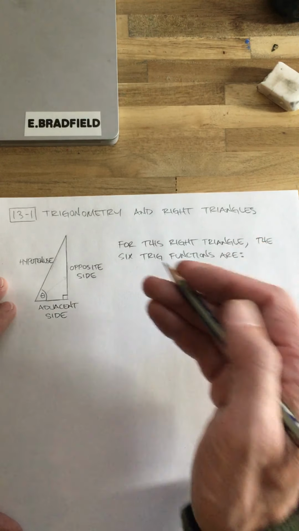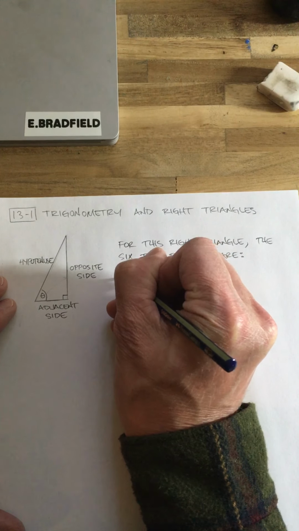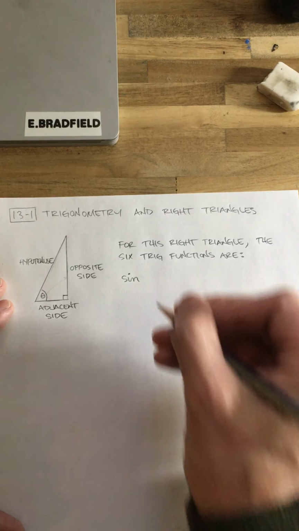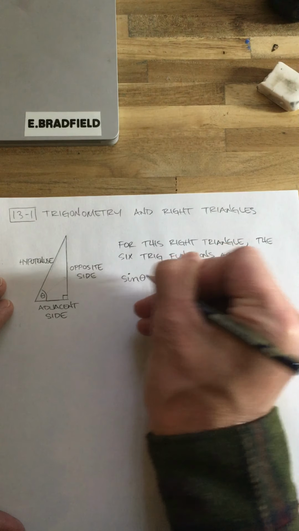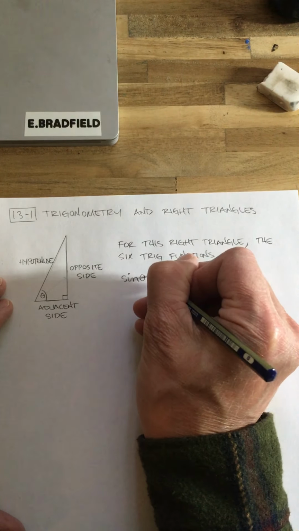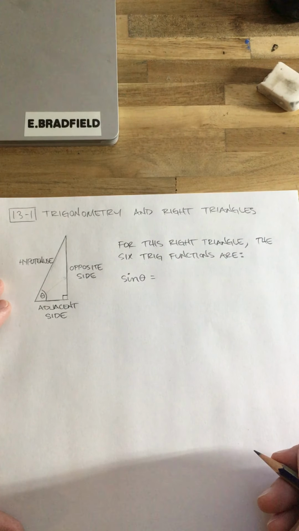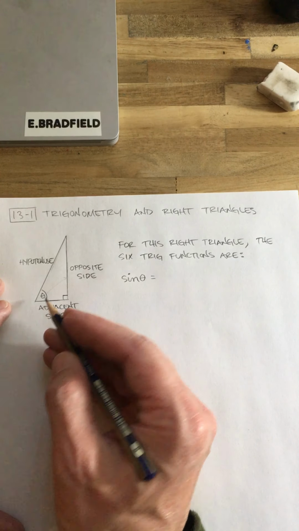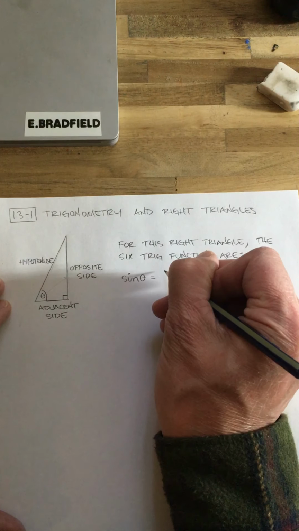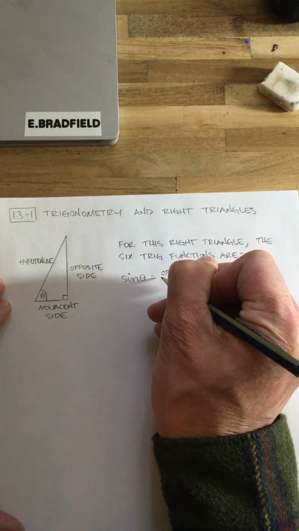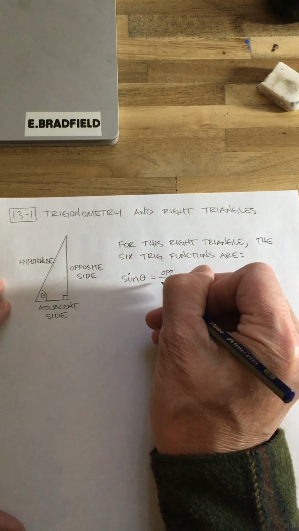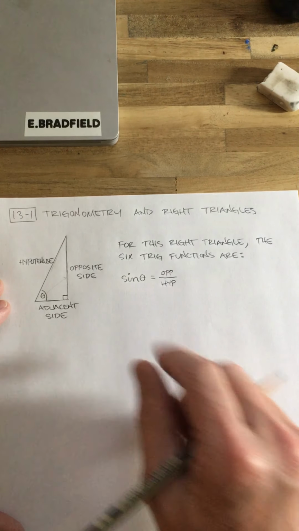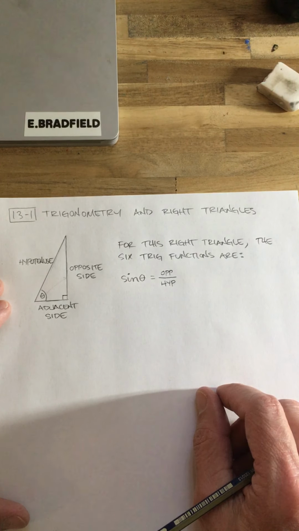The very first and probably the most famous is called the sine, S-I-N, and that's the sine of theta. That's going to equal a ratio of 2 sides of the triangle. The sine of this angle, theta, is going to be the opposite side over the hypotenuse. So that is the sine of theta.